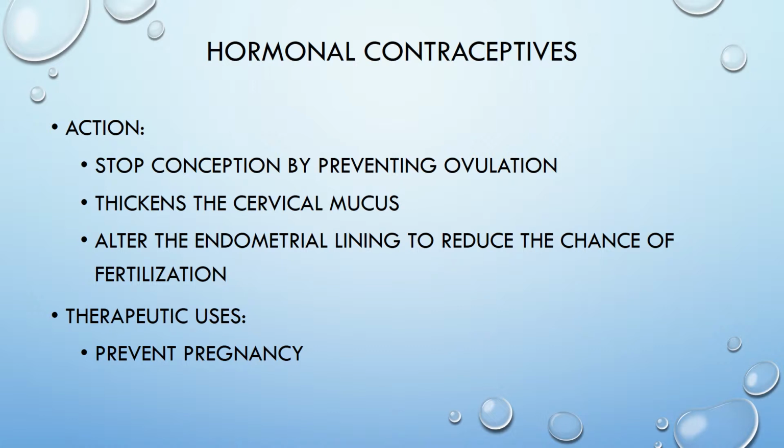Action is to stop conception by preventing ovulation, thickening the cervical mucus, and altering the endometrial lining to reduce the chance of fertilization. So this is used to help prevent pregnancy.